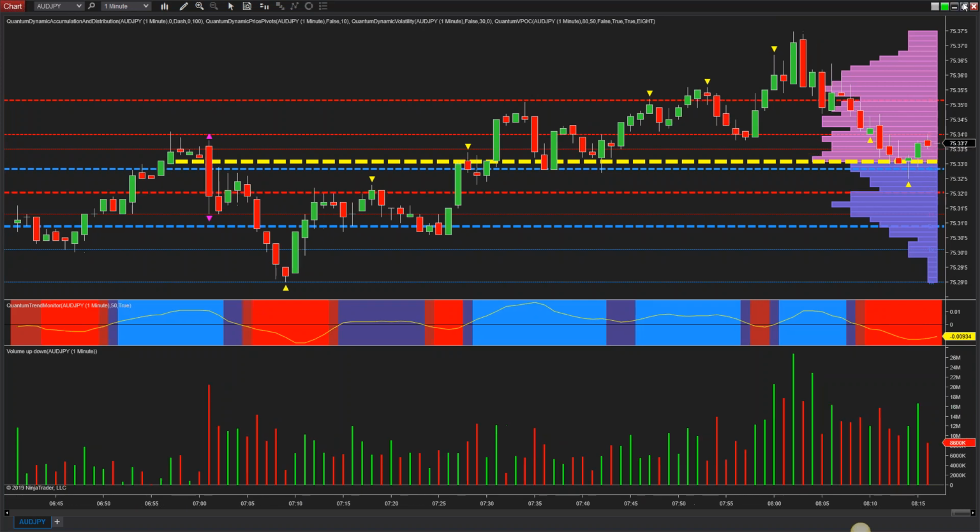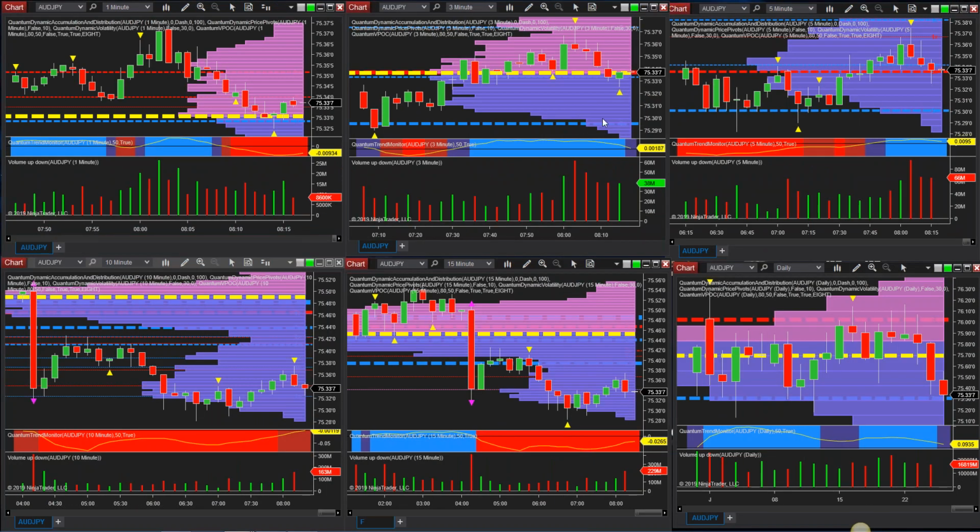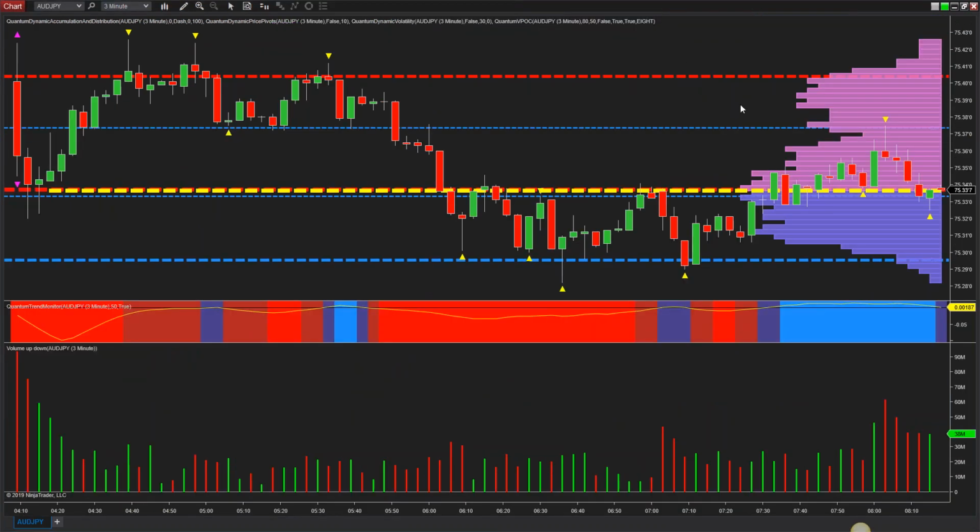But the fact we're around the volume point of control means we're going to see congestion for a bit at the very least. And just picking up on what Anna was saying about using multiple time frames, one of the 6,000 reasons you use multiple time frames is that you will see things in other time frames which help to give you a heads up as to what is going on in your time frame.